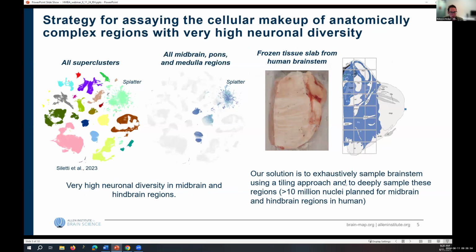So as Kim showed you in her talk and highlighted, much of the neuronal diversity in the brain is really found in subcortical regions, and particularly in midbrain and hindbrain regions. And this diversity is complex and it's undersampled.